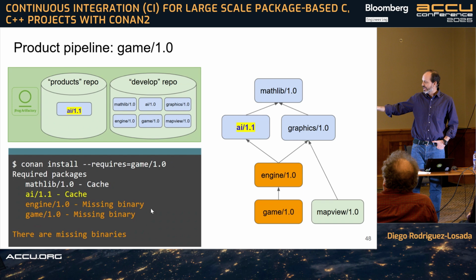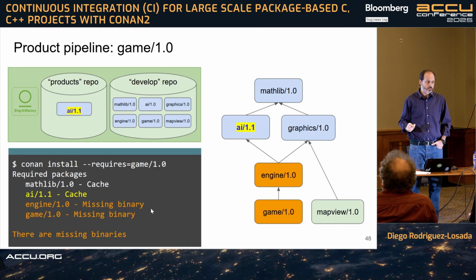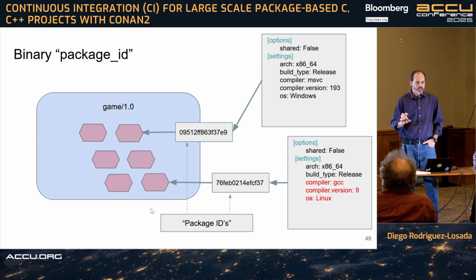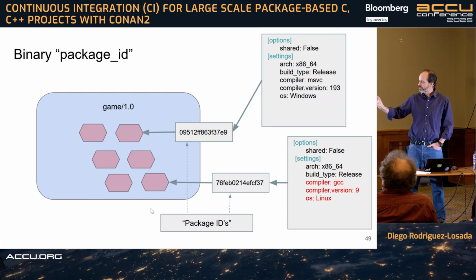Conan will tell them, hey, you don't have binaries for engine and game. Why? Because it knows it. It knows that there is a version change in the dependency graph, and that means something. Let me explain a little bit quickly the binary model. This is how Conan models the binaries.